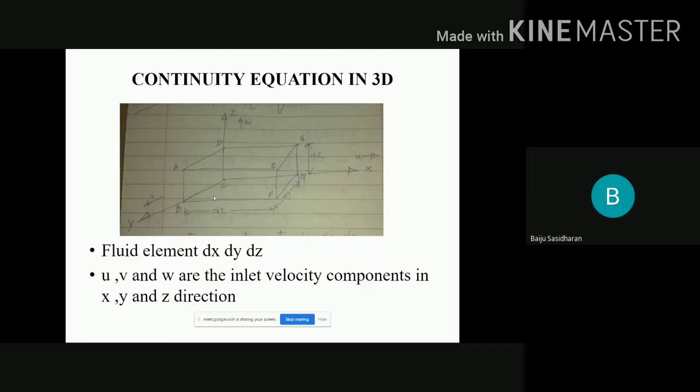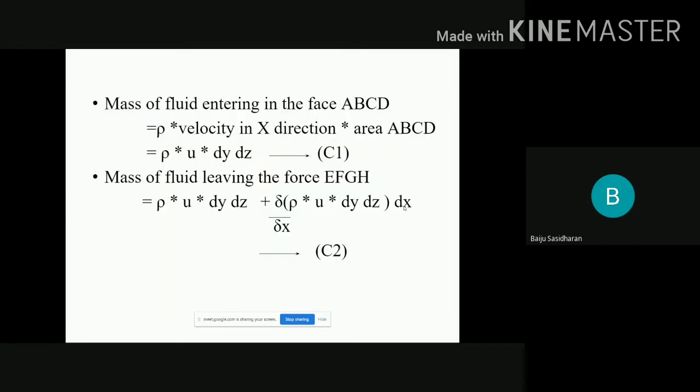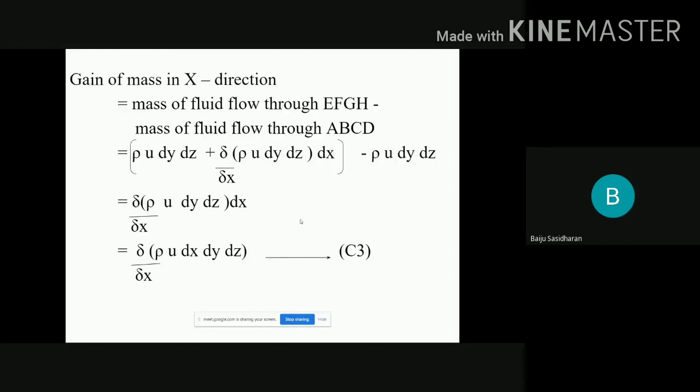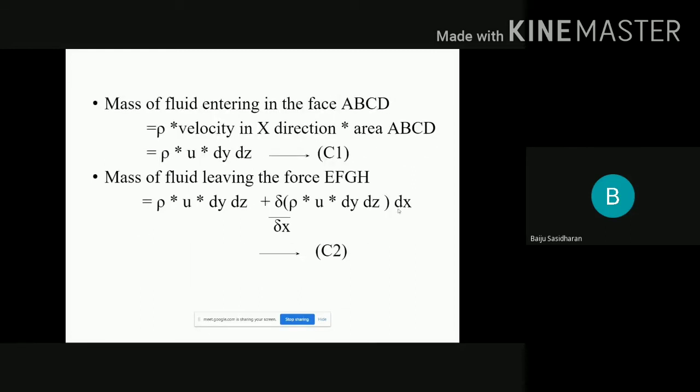That is rho into V into dx into dz, plus along this direction, that is dou by dou y of the same quantity. That is rho into V into dx into dz into dy. And what about in the z direction? Rho into W into the area in that direction, plus dou by dou z of those things into dz. Okay, that is in the case of the z direction.